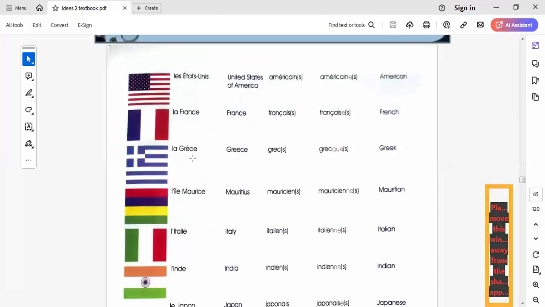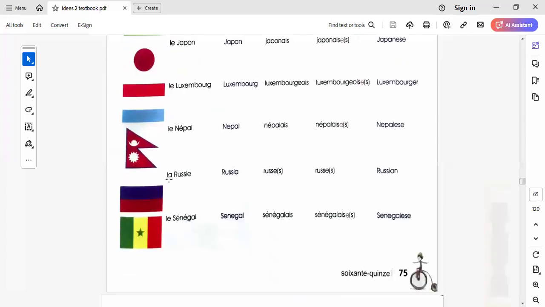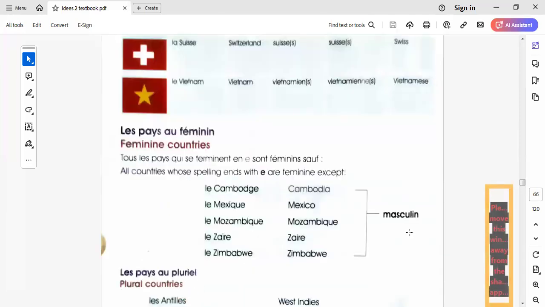For example, Greece ends with E. So we have La Grèce, La France, and La Russie. So whenever a country ends with E, the article is La, except these five.